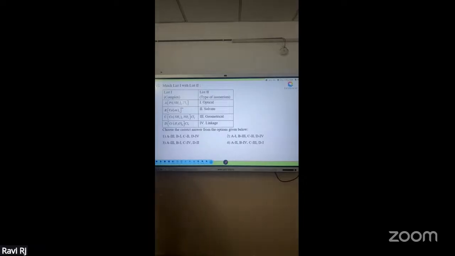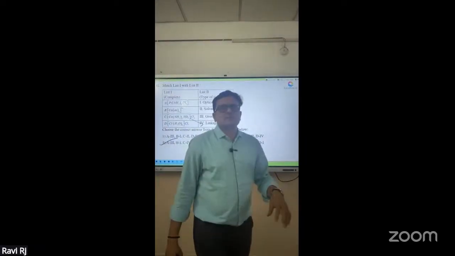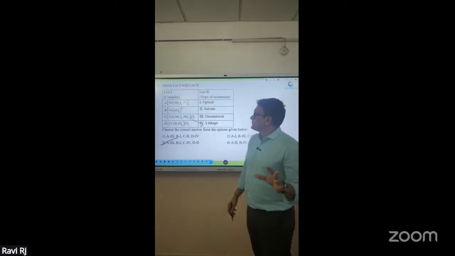Next question. You can see that you have been given various options. So you can see linkage, that means two different ligands. So C matching with 4. You have to check only one option to get the remaining. You see C matching with 4 is only found with this option 3.